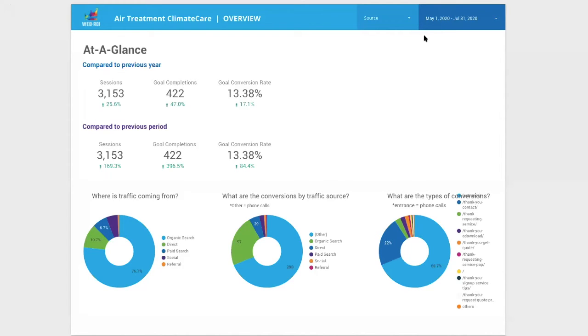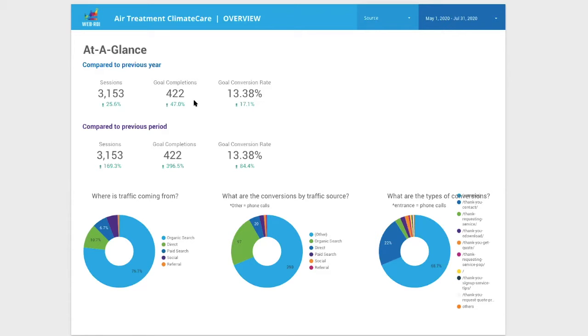Looking at the time period here of May through till the end of July. Now, we're not quite at the end of July, so we don't have the full 3 months to capture. But as you can see, they've had just over 3,000 sessions to their website during that time period, which is a 25% increase over the previous year.